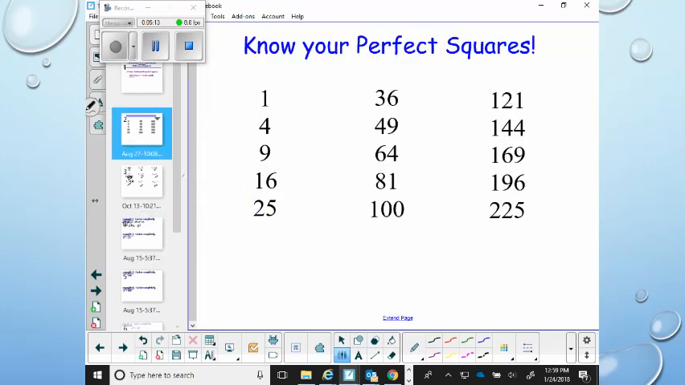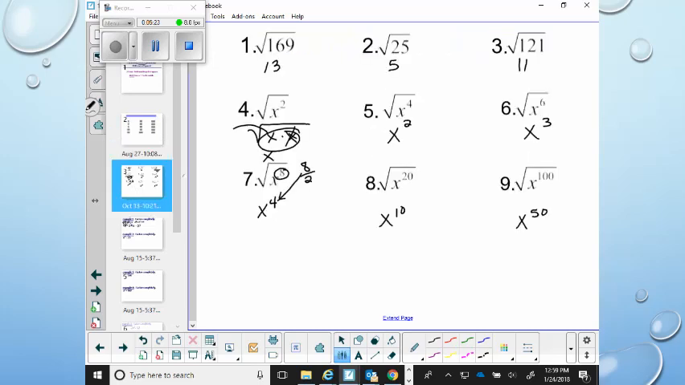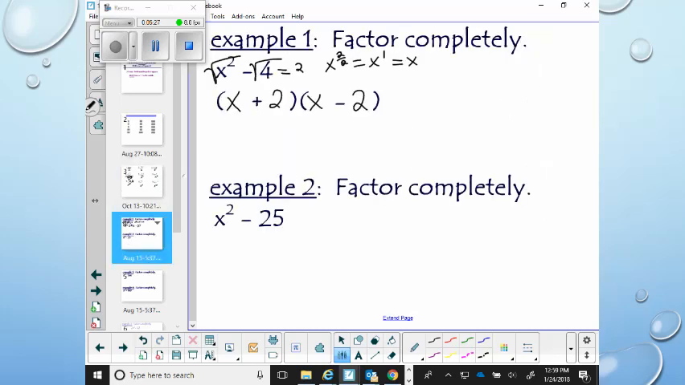Will they always be x squared? Difference of squares has to be a perfect square in order for you to factor it like this. What if it's not like any of those numbers? Then it's not a difference of squares. Good question.